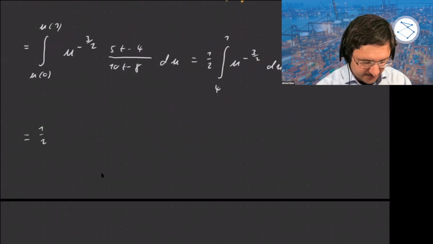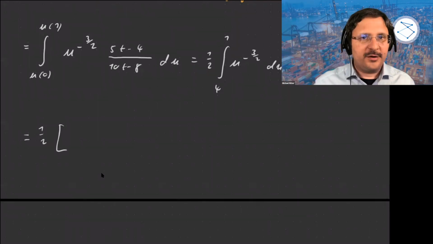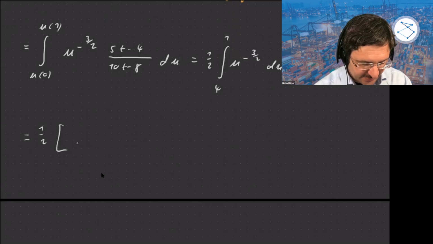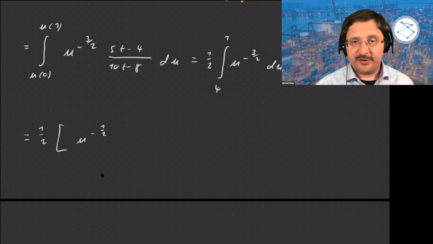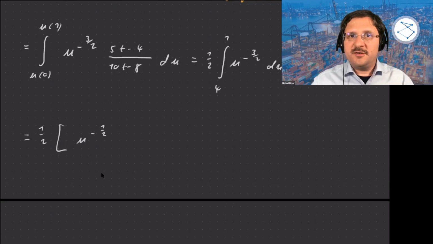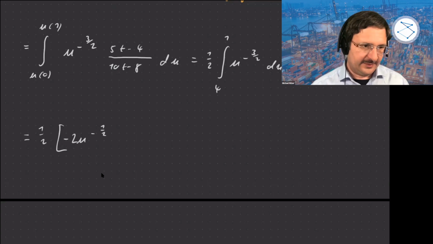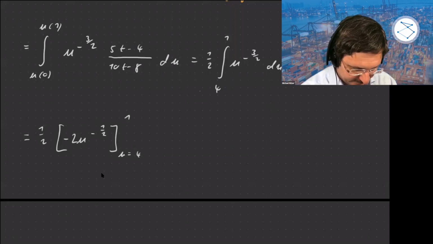So that's 1/2 times, well, computing an integral like this means you increase the power by 1 and you divide by the new exponent. So what we get is u to the -1/2, divided by the new exponent. The new exponent is -1/2. So divide by -1/2 means multiply by -2. So we're at that here, and that is from 4 to 1. Let's write a u in here.